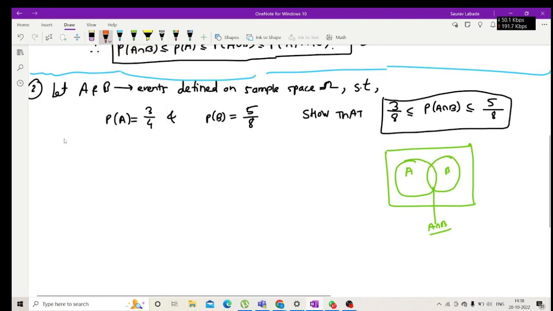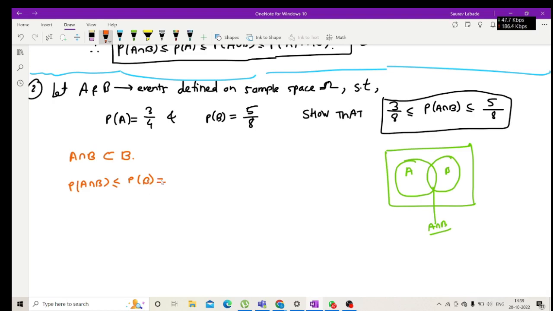What can I write? I can write that A intersection B is a subset of B. Now from this I will simply get that probability of A intersection B is less than or equal to probability of B, right? So probability of A intersection B will be less than or equal to probability of B.